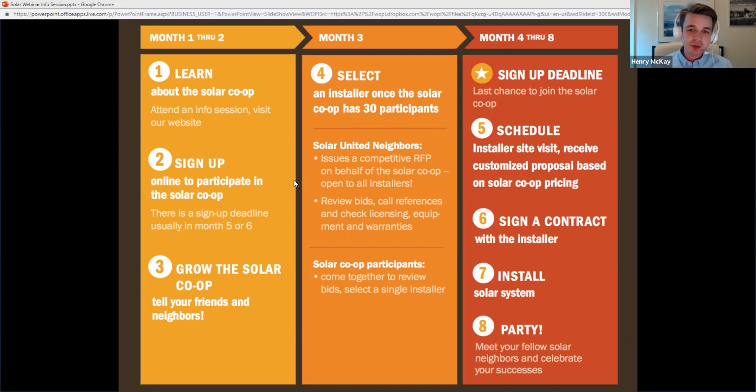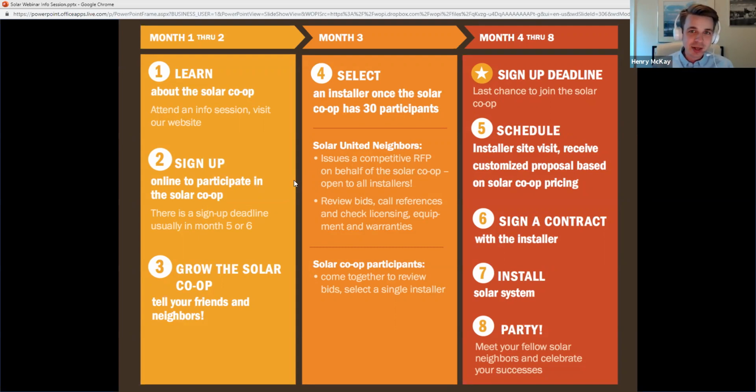Once we hit about 30 participants in a solar co-op, we select an installer. The way we do that is as Solar United Neighbors, we put out a request for proposals. We ask all the solar installers who service that area to submit a bid for a group rate. What would you charge everybody in the solar co-op for their own solar installation?